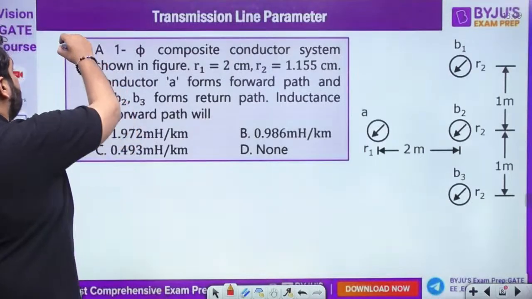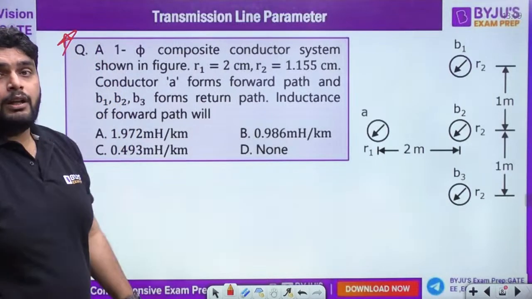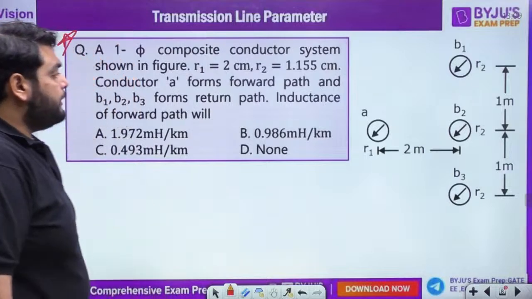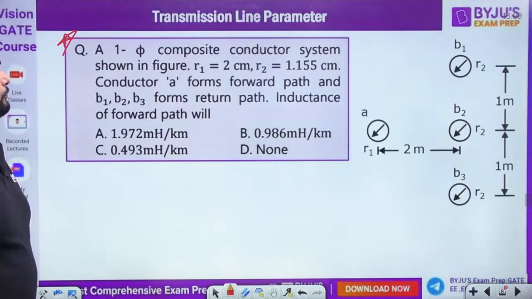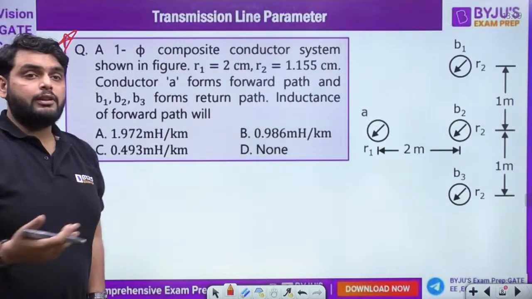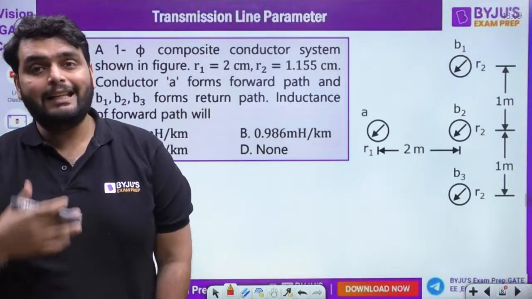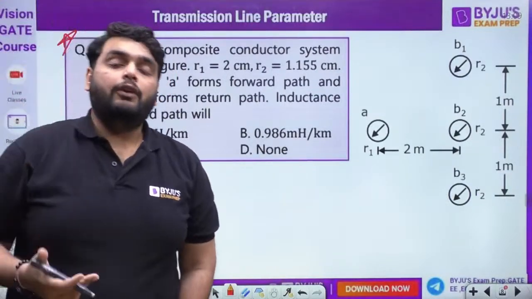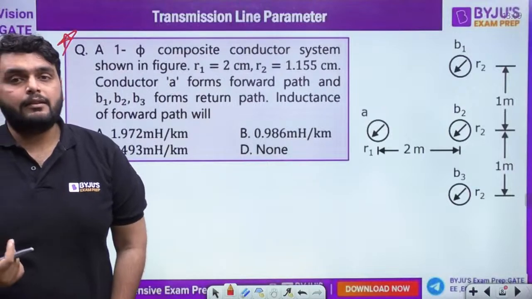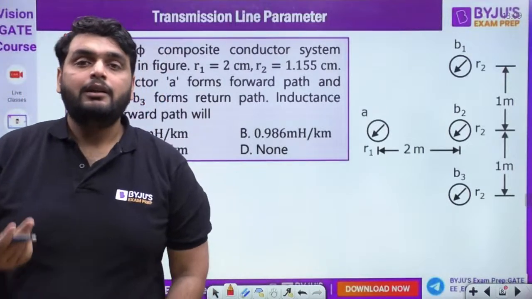Also, it's a good question. Let's do another one. Read the question carefully and try to solve it. Now we have a composite conductor here. Composite conductor means that a single conductor contains multiple subconductors. For example, ACSR. ACSR is an example of a composite conductor.